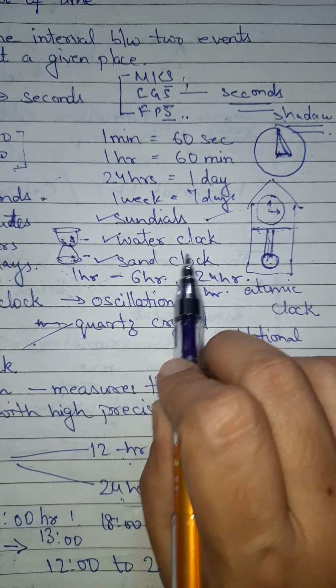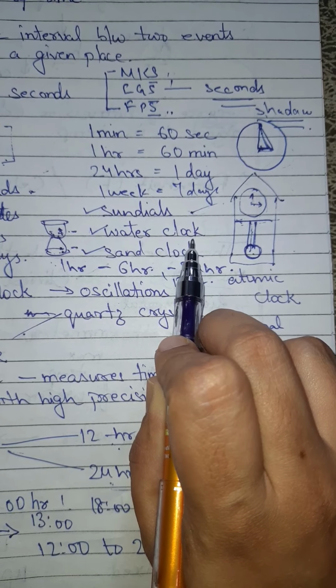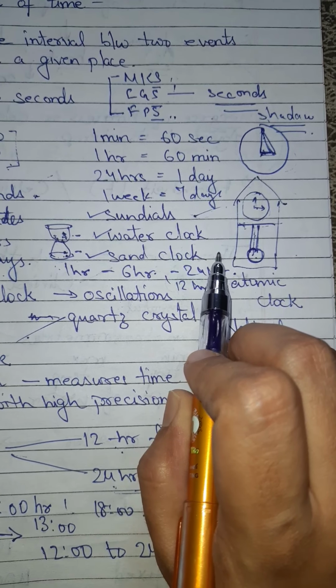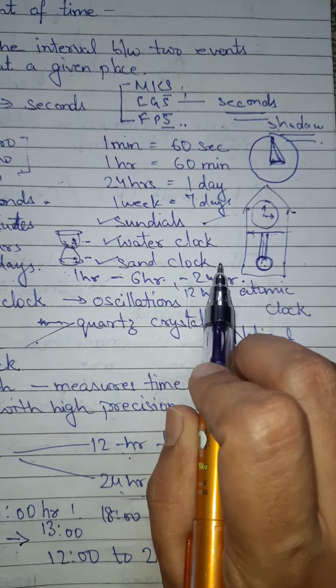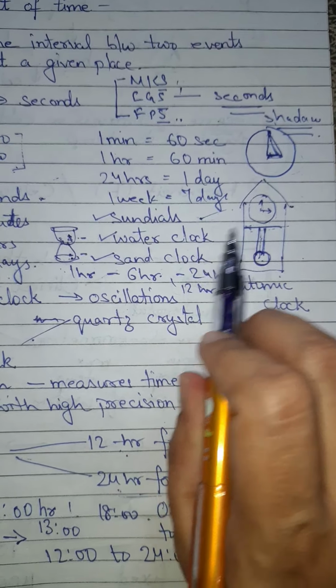Next, water clocks and sand clocks were also used. Water clocks were mainly used by the Egyptians. The water used to fall from a higher level to lower level, and this motion of the water would move a dial or a needle to show the time.